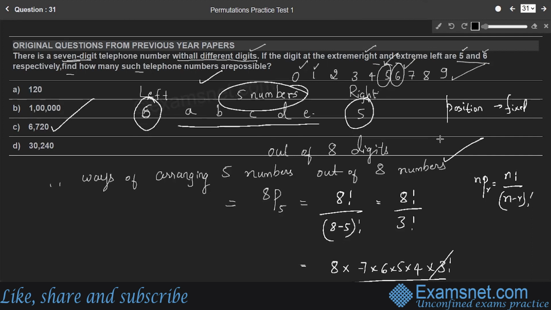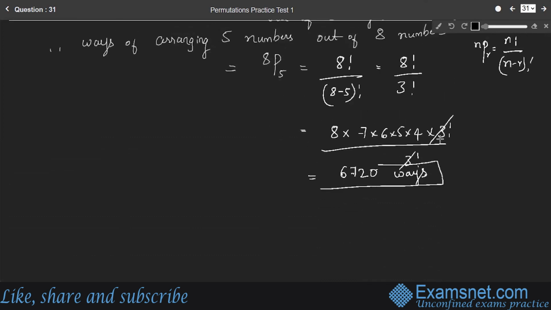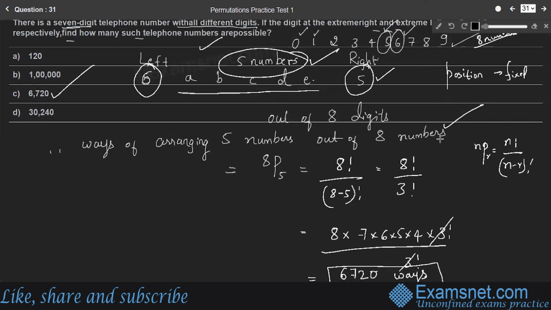These 5 numbers should be taken from 8 numbers. From 0 to 9, we have totally 10 numbers. In that, 2 numbers are already taken, so we are left with 8 numbers. In that 8 numbers, we have to arrange 5 numbers. In how many ways can we arrange? In 6,720 ways these numbers can be arranged, keeping the first and last digits fixed, right? Therefore, option C is the right answer.